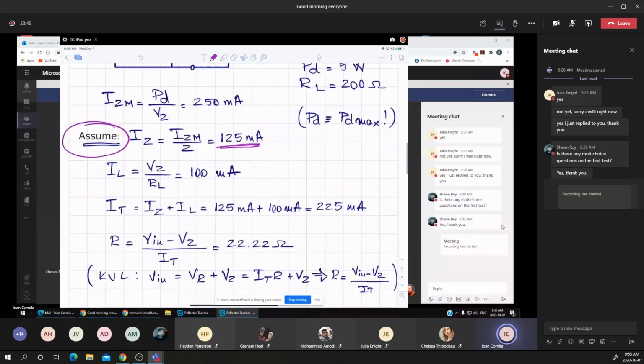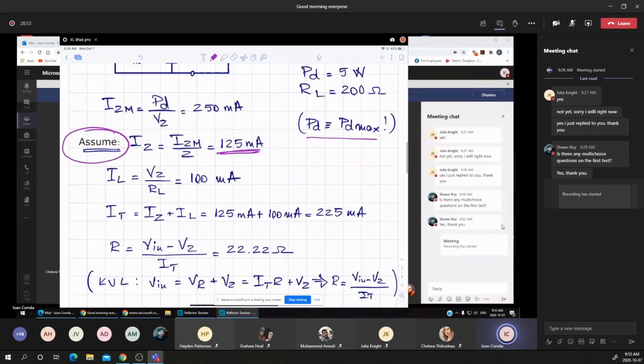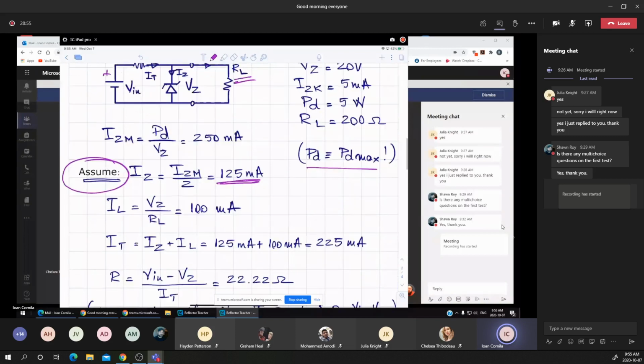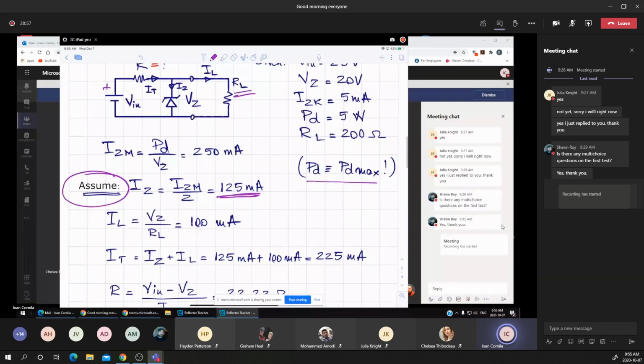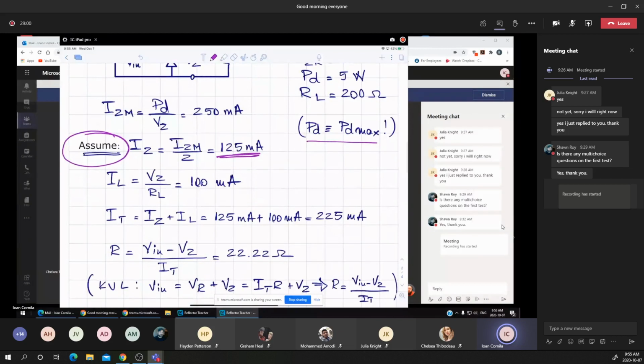Remember that, and I put that in writing, the PD, or the PD max, in the given statement of the problem, or the given information from the specs of a diode, PD is the same as the PD max. That's why I can use the PD, or the PD max, to determine the maximum current acceptable, without burning, without destroying the Zener diode.